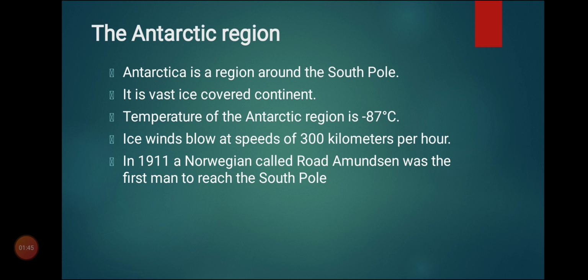Today we discuss the Antarctic region. The Antarctic region is present at the South Pole of the polar regions. It is a vast ice-covered continent. The temperature of the Antarctic region is about -87 degrees centigrade. Ice winds blow at speeds of 300 kilometers per hour. In 1911, a Norwegian called Roald Amundsen was the first man to reach the South Pole.